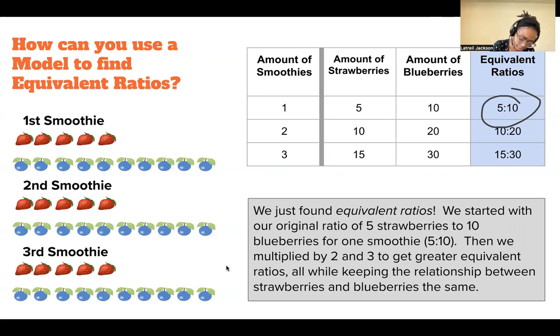So we went from the first to the second smoothie by multiplying by 2, and we went from the first to the third smoothie by multiplying by 3. And that's how we were able to get our other equivalent ratios of 10 to 20 and 15 to 30. 15 strawberries to 30 blueberries. And that is how many we're going to need to make 3 smoothies.